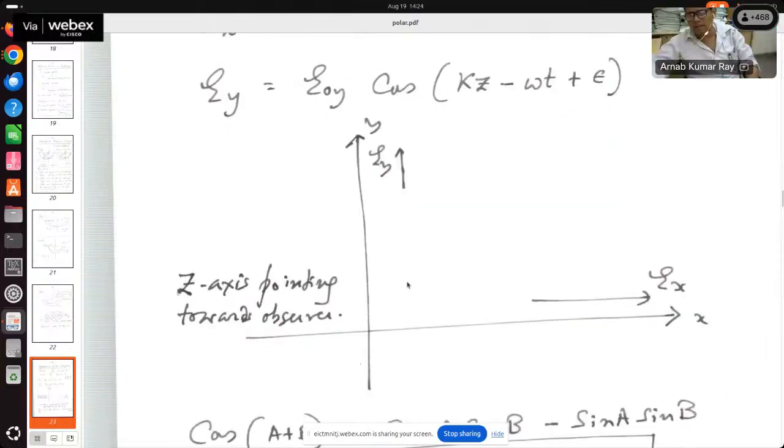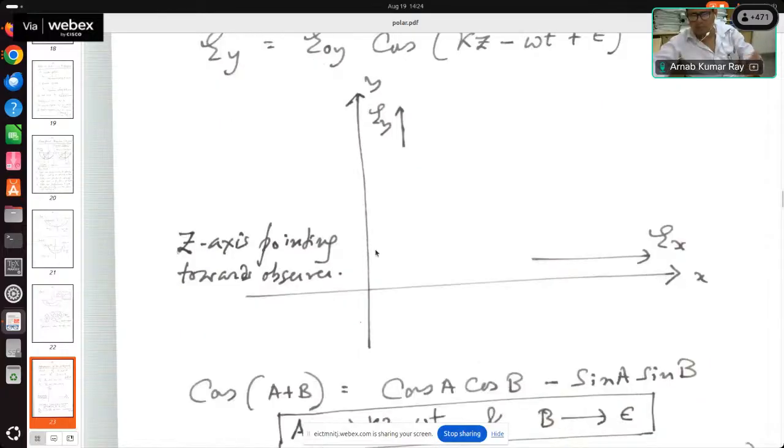So here the z-axis is pointing towards the observer. To the right is the x-axis, upwards is the y-axis, and pointing to us, those who are looking at the screen, is the z-axis. So the z-axis is pointing to us. X cross y is z. And the electric field vector is probably somewhere here, oscillating up and down.